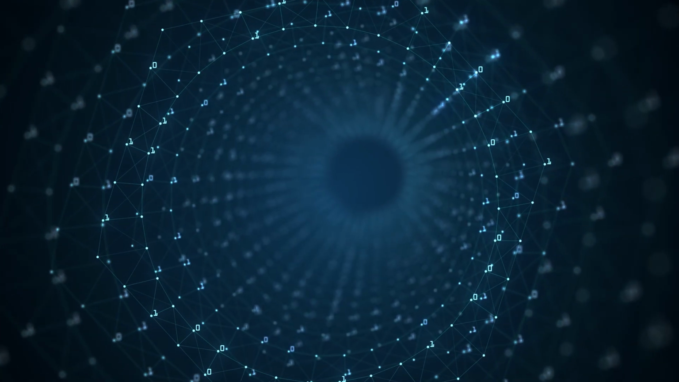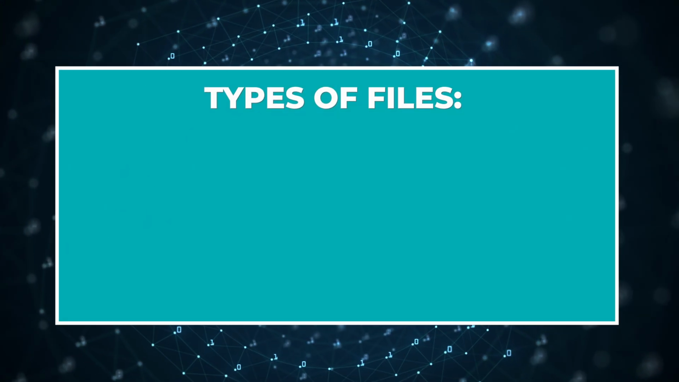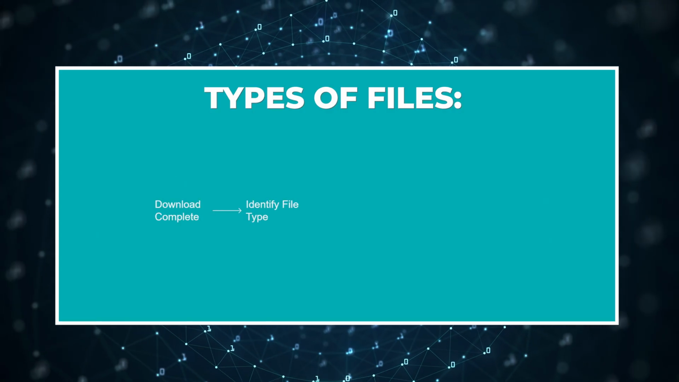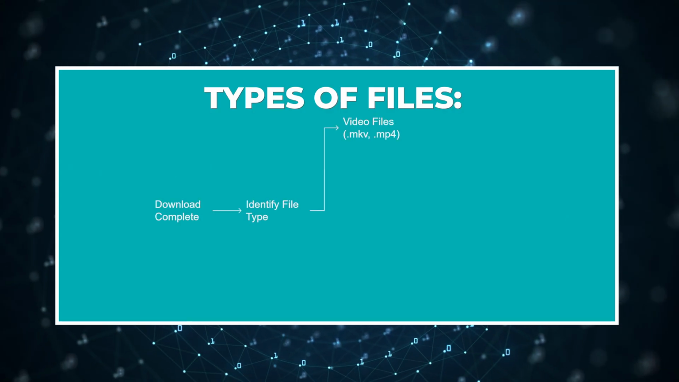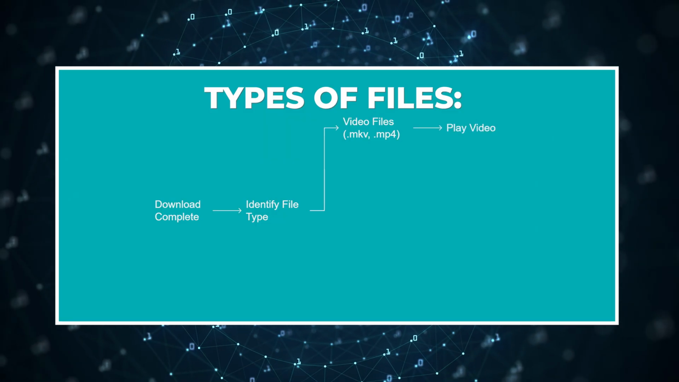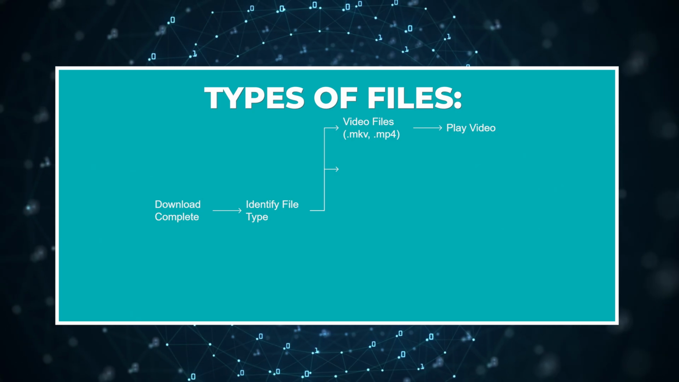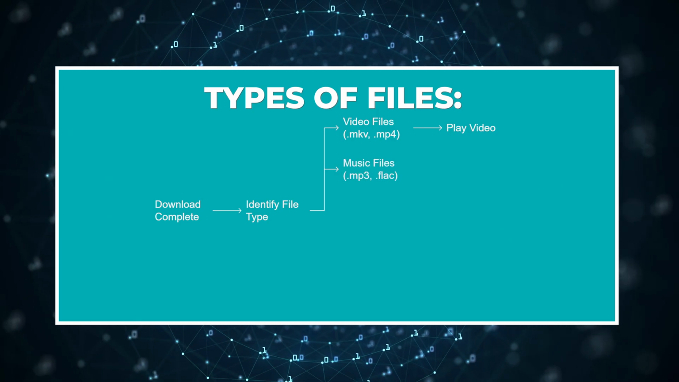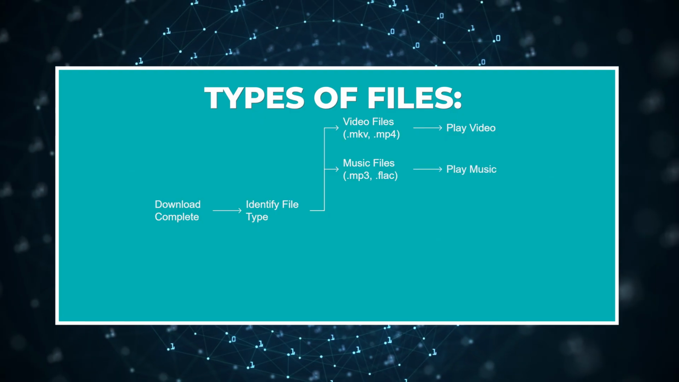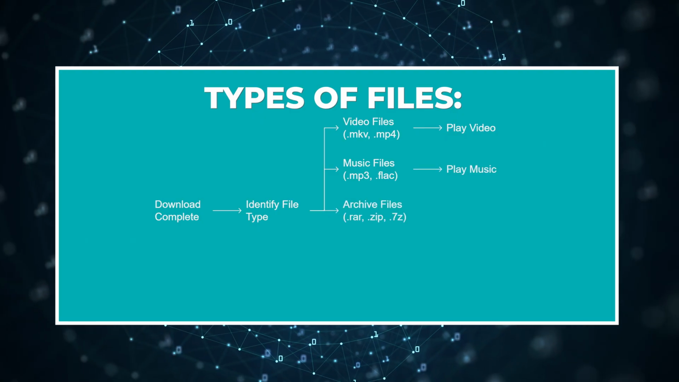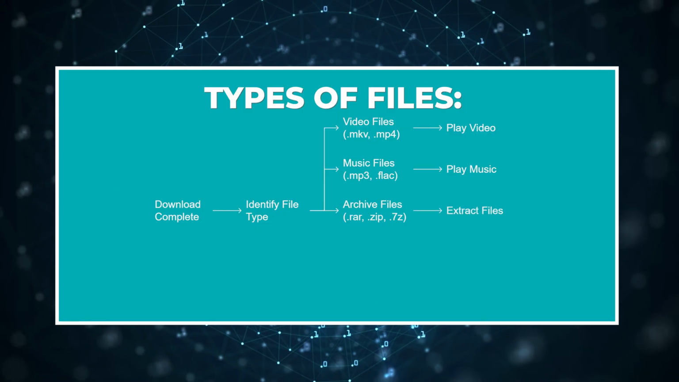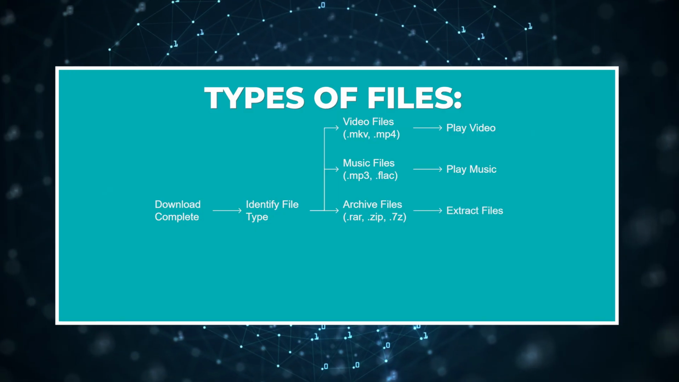Alright, so you downloaded something. Now what? Let's go over the types of files you might see and how to handle them. When the download's done, you'll probably see a few different files in there. If it's a movie or a show, it's usually in .mkv or .mp4 file. Those are the standard video types. For music, you'll probably get .mp3, which is smaller, or .flac if it's high quality. Sometimes the same torrent gives you both. Then there are archive files, things like .rar, .zip, or .7z. These either bundle stuff together or split big files into smaller pieces.